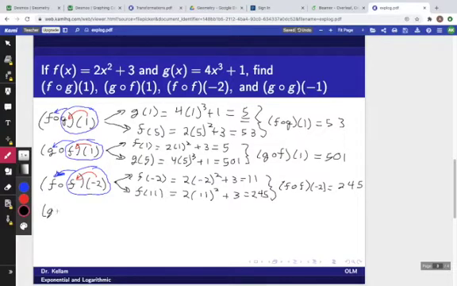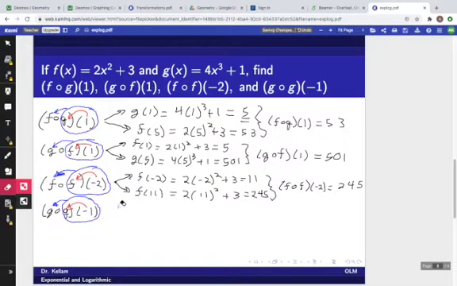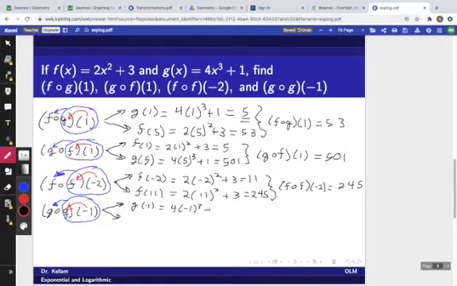So g of negative 1, again, this tells me that I put negative 1 into g, and then I take whatever that answer is, and I put that answer into g. So, two things. First, we have our g of negative 1, and g of negative 1 is 4 times negative 1 cubed plus 1, which equals negative 3.